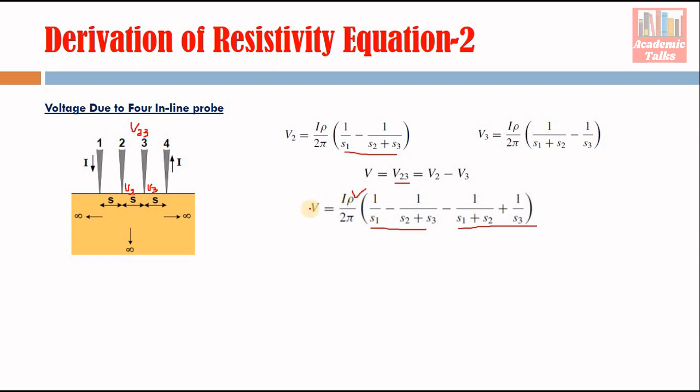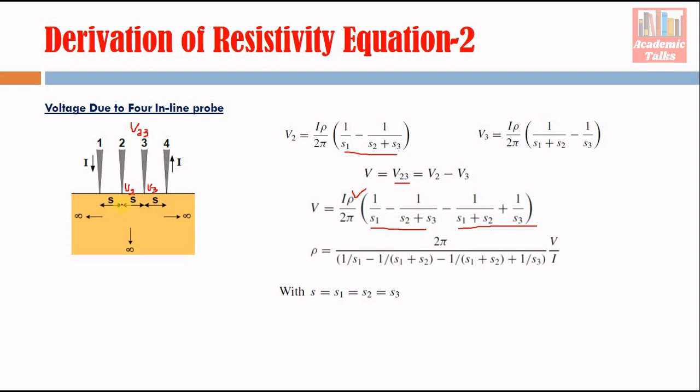We have to put the values of I and V from our experimental setup, and we can calculate rho. S1, S2, S3 are known to us because they are fixed for a given four probe setup. And practically, from this equation we can find out rho, and rho will be something like this. So this 2 pi will go here, and this I will come in the denominator, and all this part will go here in the denominator, right? So rho will be given something like this. And most of the time, if you see a four probe setup, S1, S2, S3 are all the same.